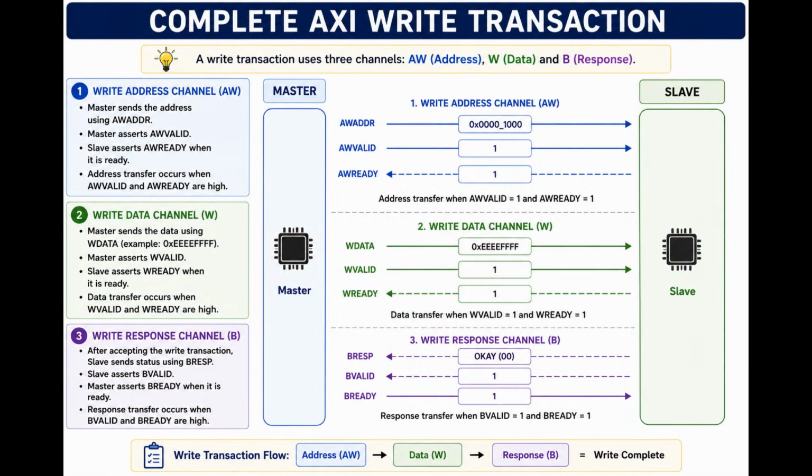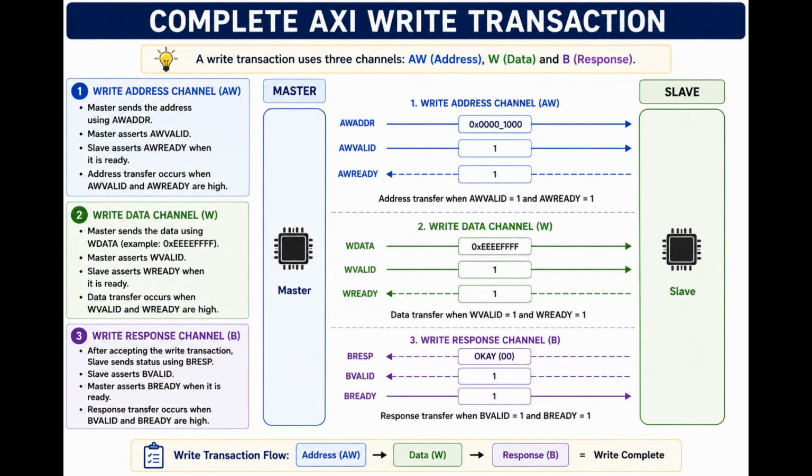Now let's look at a complete AXI transaction and understand the signals involved. A write transaction uses 3 channels, as I mentioned. First, look at the write address channel. The master sends the address where the data should be written using the AWADDR signal, and then the master asserts AWVALID to indicate that the address is valid and available. When the slave is ready to accept the address, it asserts the AWREADY signal, and the address transfer takes place when both AWVALID and AWREADY are high.